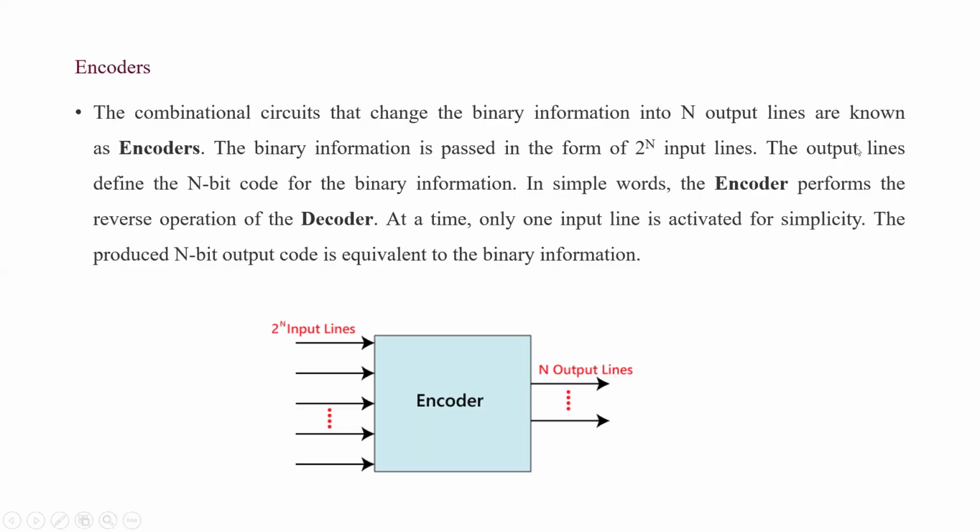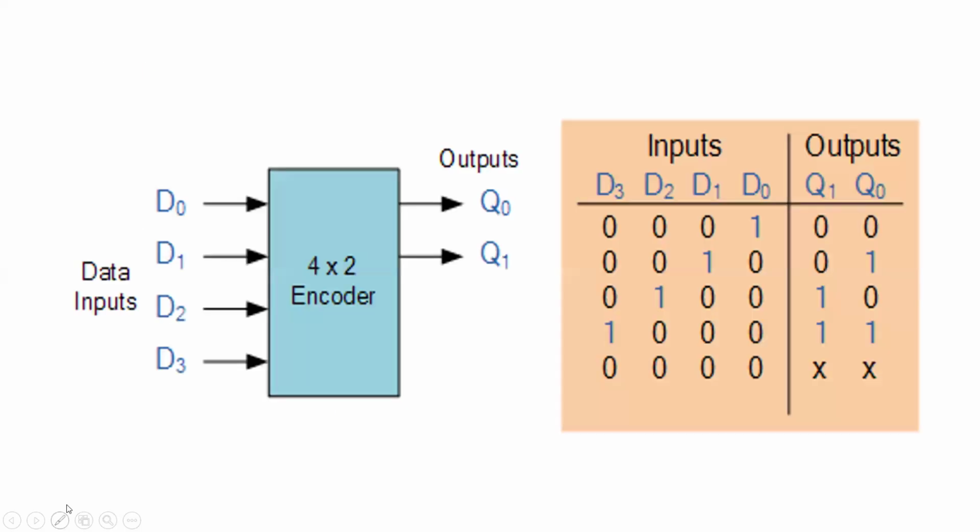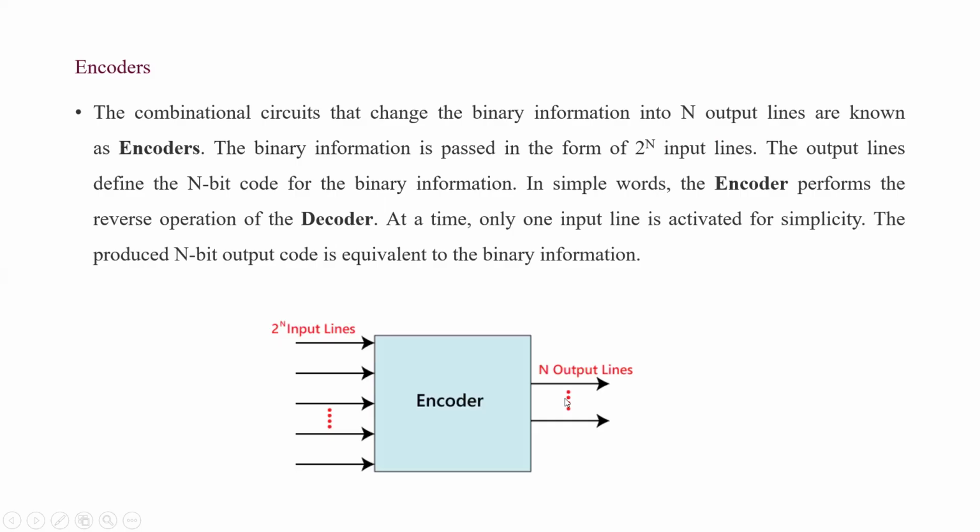In simple words, we can say the encoder performs the reverse operation of the decoder. Here only one input line is activated at a time. The encoder's n bit output code is equivalent to the binary information. So here you can see 2 power n inputs are going to be converted into n output lines.